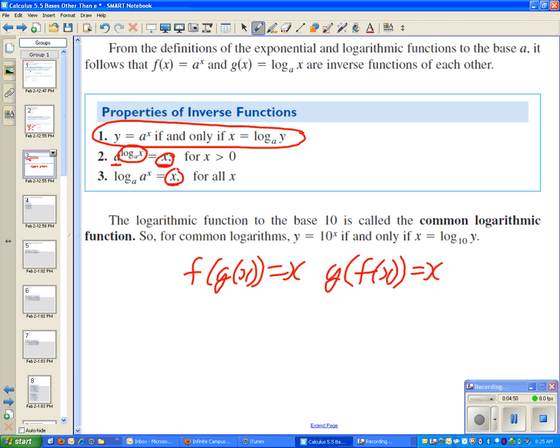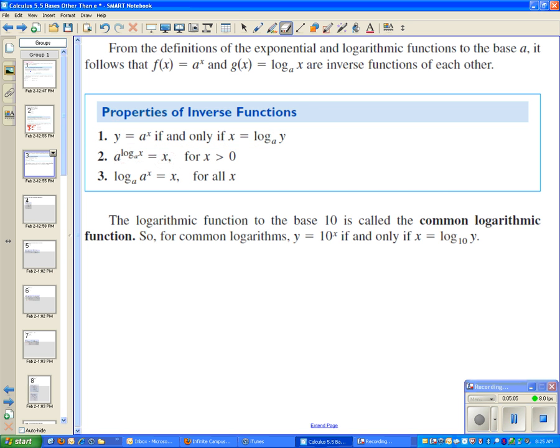Now, the logarithm you've dealt with the most in the past is called the common logarithm, and it's with a base of 10. Okay? So we'll still do some stuff with base 10. What we're attempting to do here is generalize the things that we worked with, natural log and e, to work with any other base.